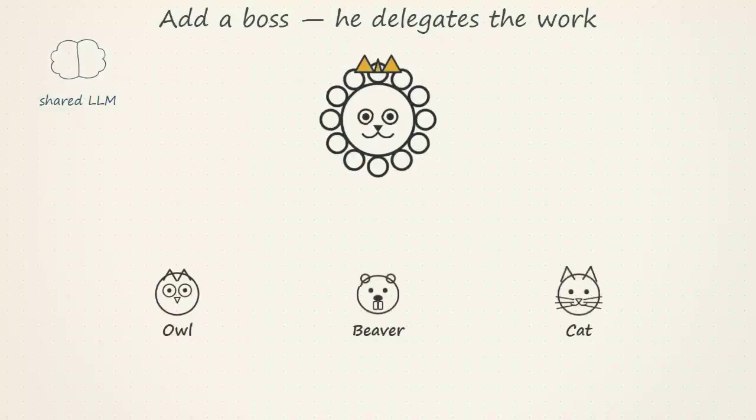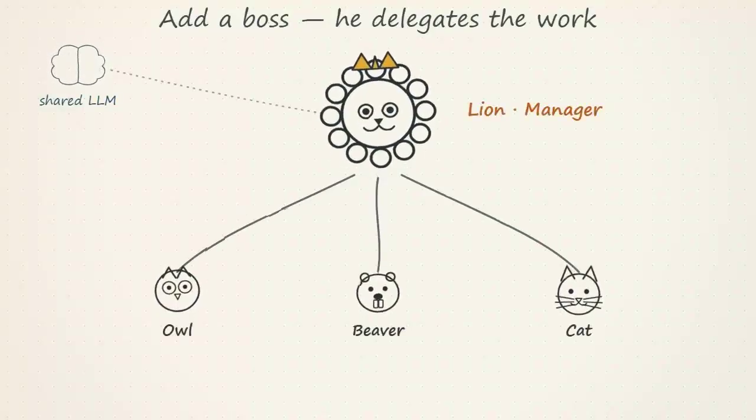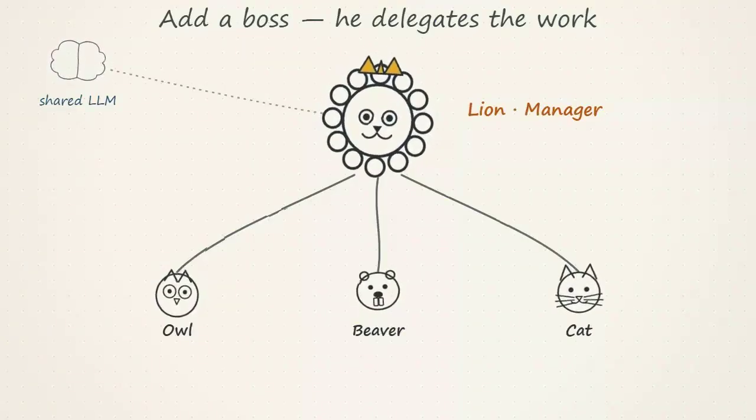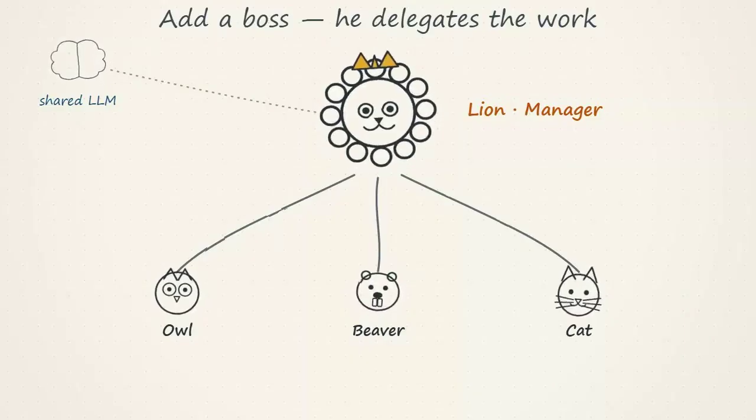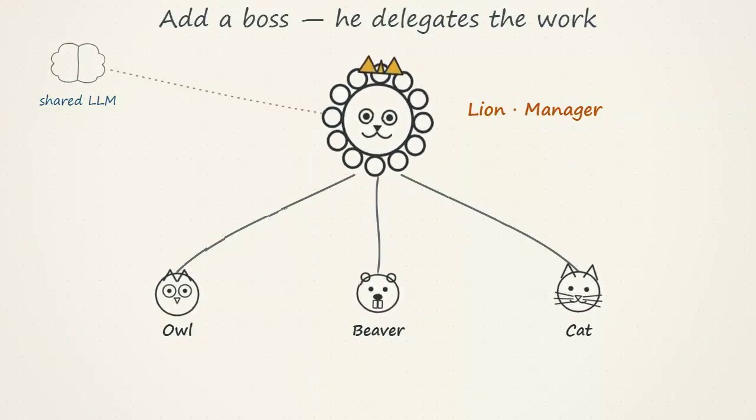But who decides who does what? We add a boss, a manager agent. Here, the lion. He doesn't write code himself. He delegates each task to the right specialist and decides when the whole job is truly done.